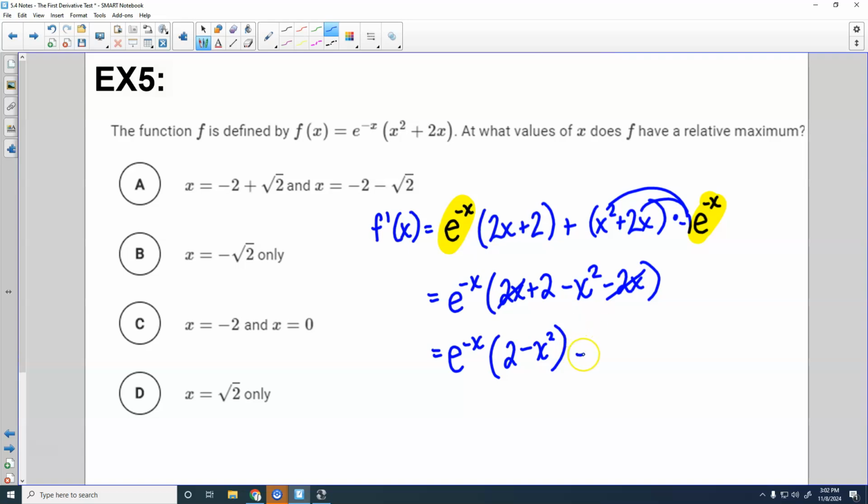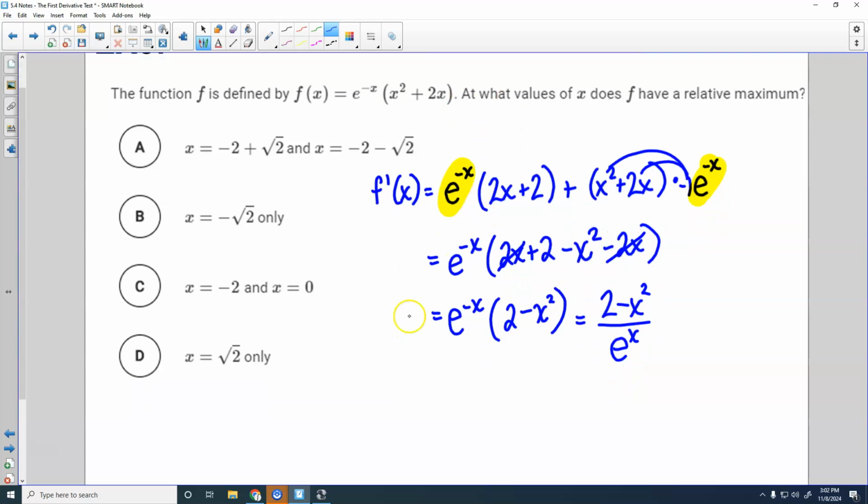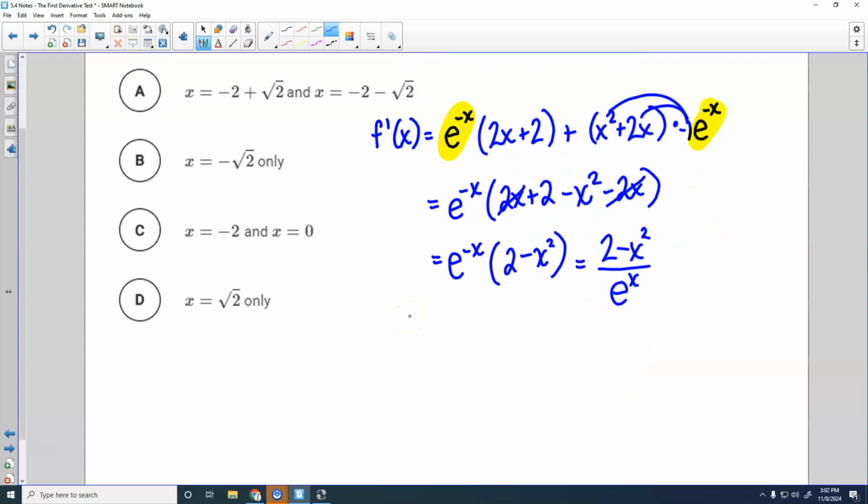You might even want to write this as 2 minus x squared over e to the x. It doesn't really matter, but then you don't have to worry about negative exponents. All right, so we have our derivative. What do we need to do now? We're going to find where this equals 0 or is undefined, right? And that means finding those critical points.